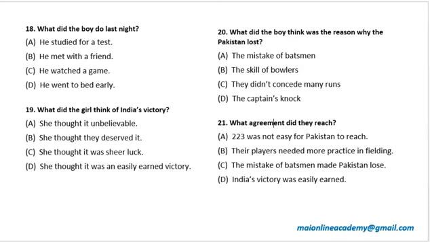Don't tell like that. It is a hard-earned victory. How can you say that? What's the target for the Pakistan? Only 223. It's easily reachable, you know. Yeah, I agree with you. But they couldn't win. It's because of the mistake of batsmen. Why don't you say it is the skill of bowlers? The bowlers did not take the wicket. But they didn't concede a lot of runs.